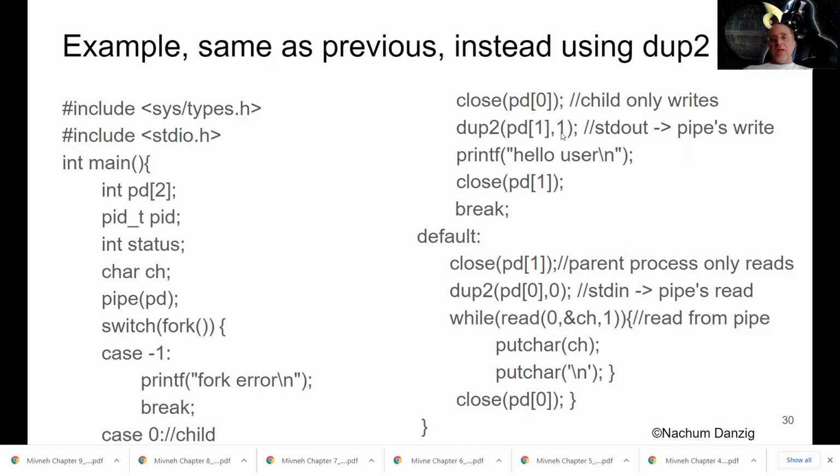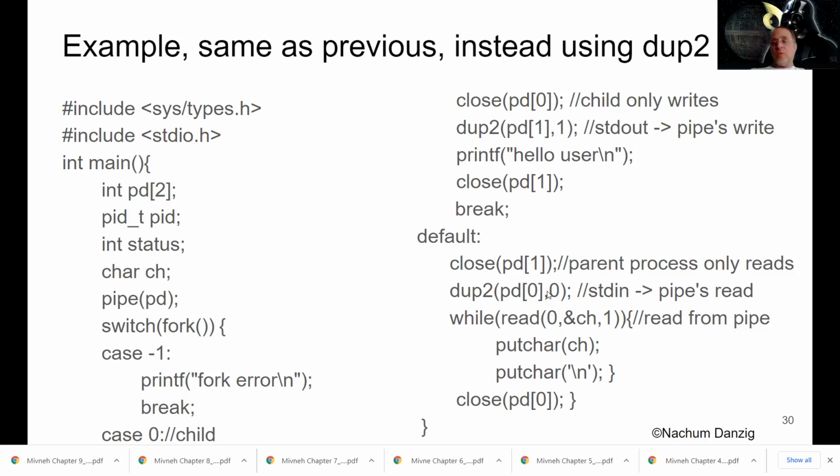So 1 is pointing to the standard out, which is the screen. So what I'm saying is stop it, close 1, and make 1 point to the pipe now. So that means, again, when I do print hello user, it's going to go to 1, which is also the pipe. So I didn't have to close 1. It automatically got closed and then opened up again to be pointing to whatever the pipe was.